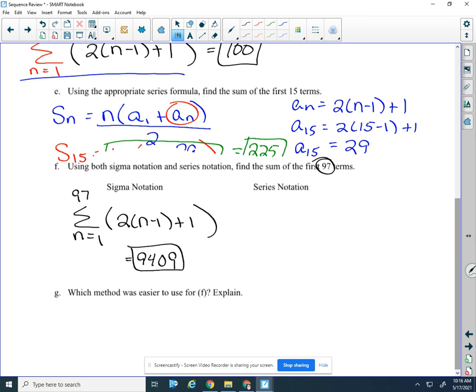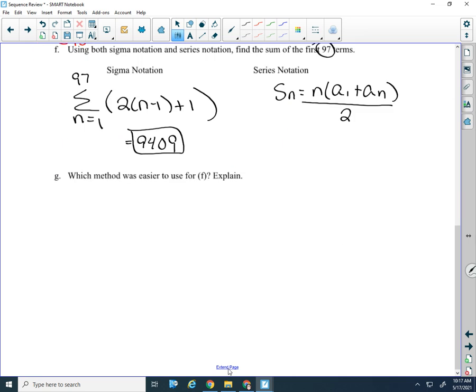Now for the series formula, I'm just going to copy it even though it's right up above us. We should still get the same answer, okay? So we're finding the first 97 terms. So the sum of the first 97 is n, our first term. We still don't know our 97th term. So here we have to find our 97th term. I'm going to use my explicit formula.